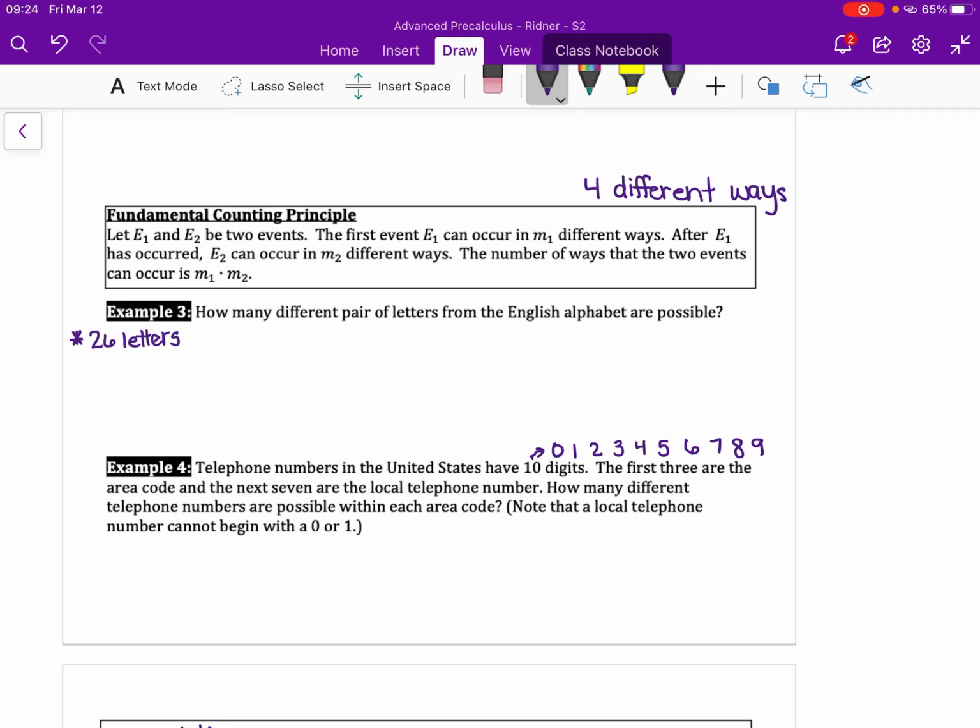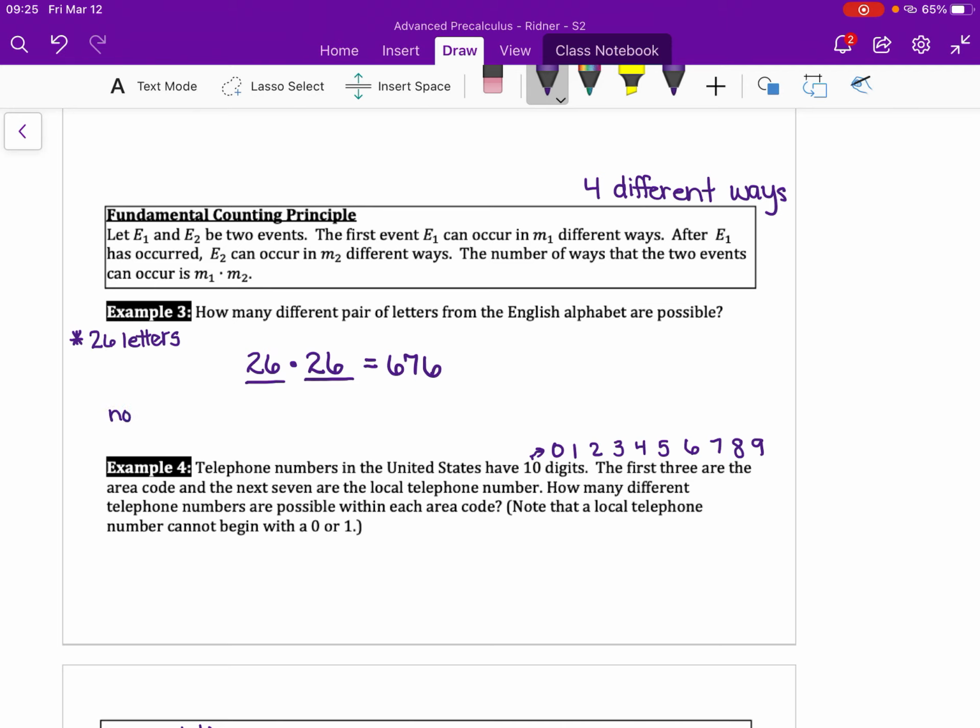I put a note there that you have 26 letters because I know some of us forget that. So I have 26 letters to choose from for my first letter. And then I have 26 letters to choose from for my second letter. So the total number of ways is 676.